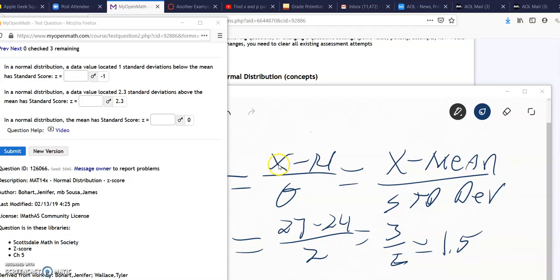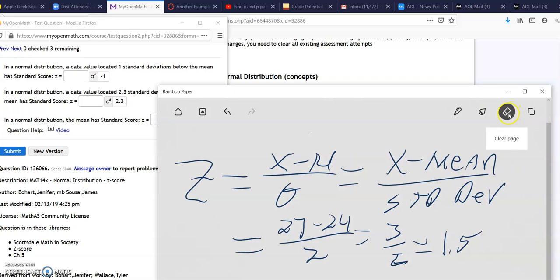Look at the formula. If it's higher than the mean, you're going to get a positive in the numerator. If it's lower than the mean, you're going to get a negative in the numerator. X meaning the point in question. If it's 2.3 standard deviations above the mean, then the z-score is positive 2.3. And again, the z-score at the mean itself is 0. The mean is 0 standard deviations away from the mean. It's right at the mean, so the z is 0.